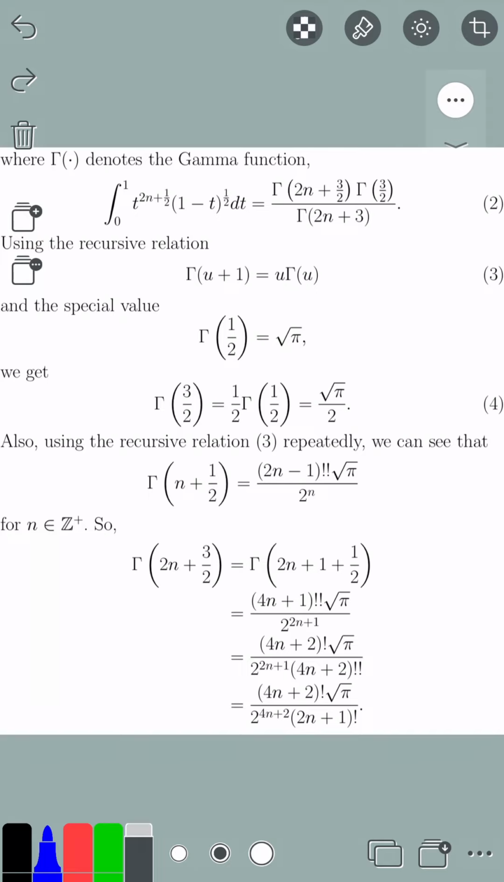And using this recursive relation, gamma of u plus 1 is equal to u times gamma of u, repeatedly, we can see that gamma of n plus 1 half is equal to 2n minus 1 double factorial times square root of pi over 2 to the nth power for any positive integer n. So for n equals 1, 2, 3, 4, 5, and so on.